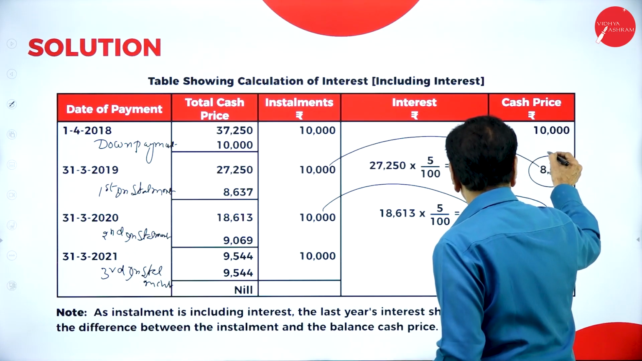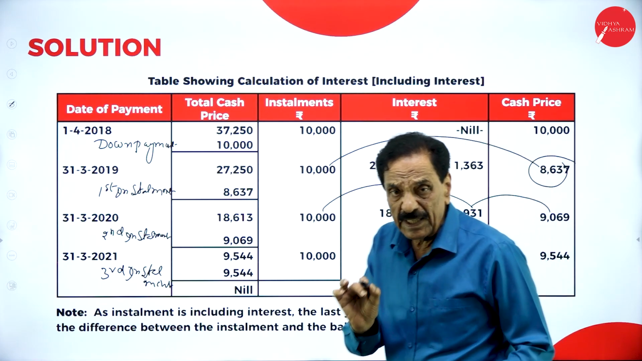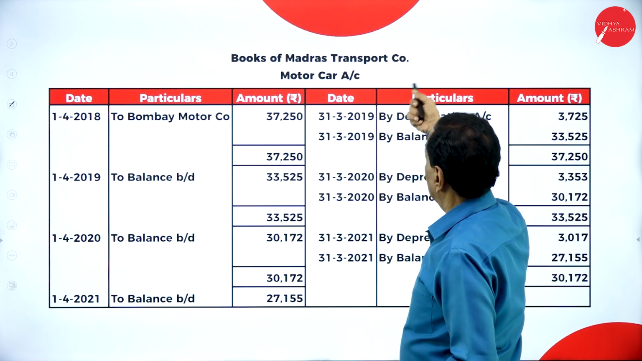No interest for the down payment. The first installment includes the interest. The second installment includes the interest. The third installment includes the interest. We'll move on. Books of Madras Company.